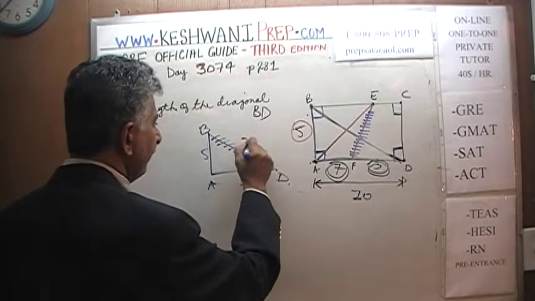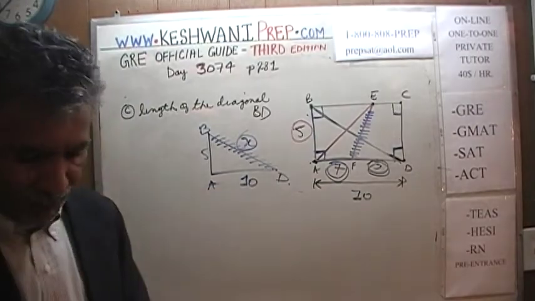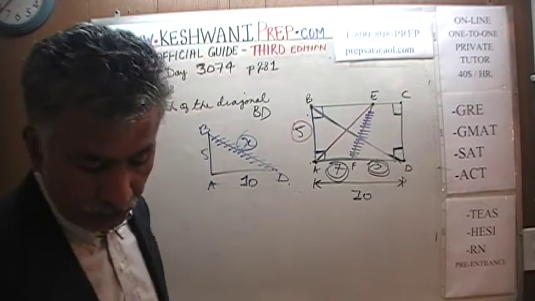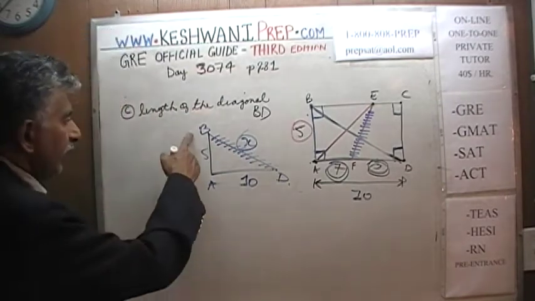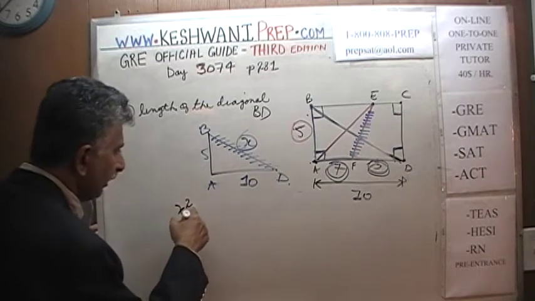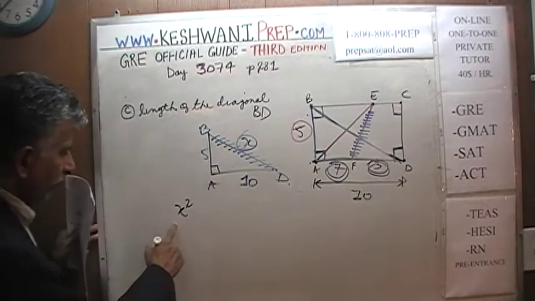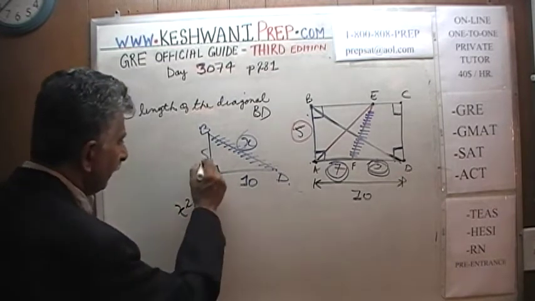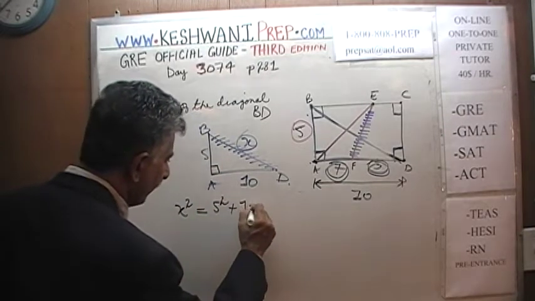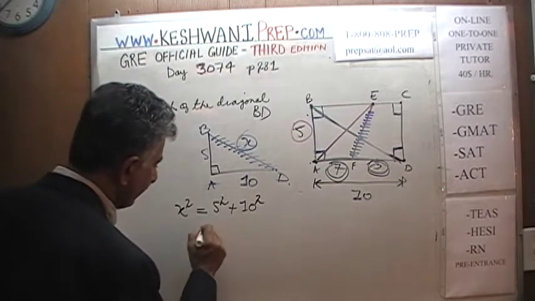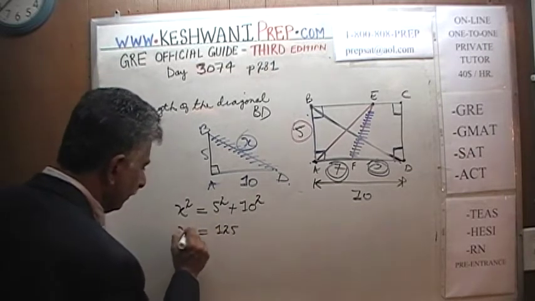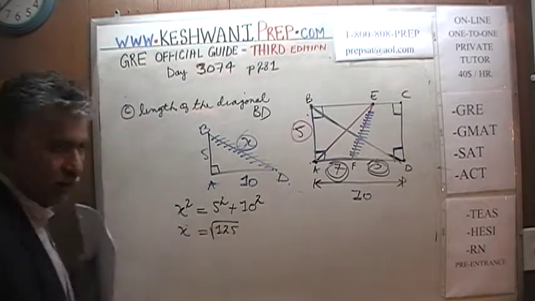We can very easily figure it out by simple application of the Pythagorean theorem. So let's do that. Let's call this unknown diagonal X. And we'll have the hypotenuse squared, because this is the right angle right here. The hypotenuse squared would have to equal the sum of the squares of the two other sides. 5 squared plus 10 squared is 125, which means x must be equal to the square root of 125.